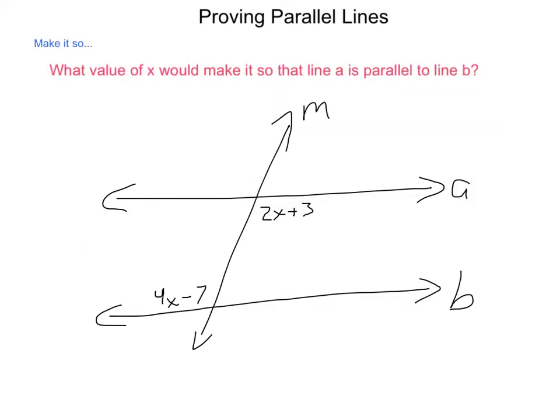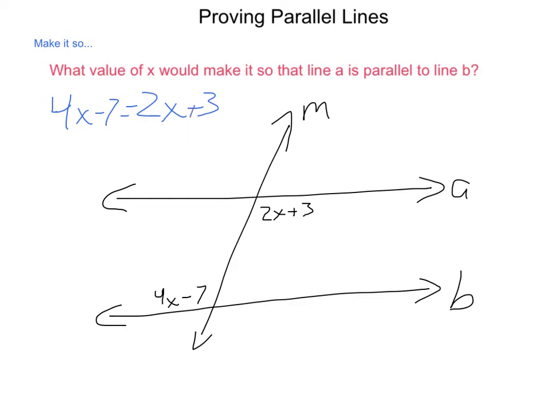In this diagram, we have lines A and B with transversal M, and I have two angles marked. What would X have to be to make it so that line A is parallel to line B? Well, using the converse of the alternate interior angles theorem, I can say that in order for those two lines to be parallel, then these have to be congruent. So I'm going to take 4x minus 7 and set it equal to 2x minus 3.